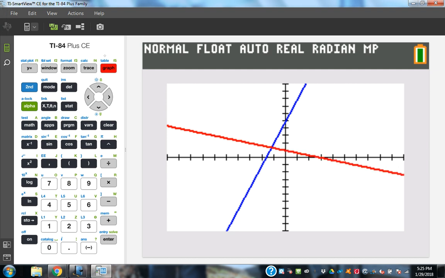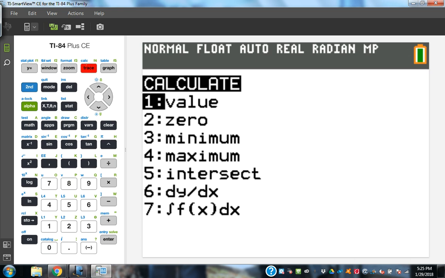We can see they're intersecting there, right? Your calculator actually has a function that'll find that intersection. If you hit second trace, it gets this calculate menu, and much the same as we were finding maximums and minimums, you've got number 5 choice of an intersection.